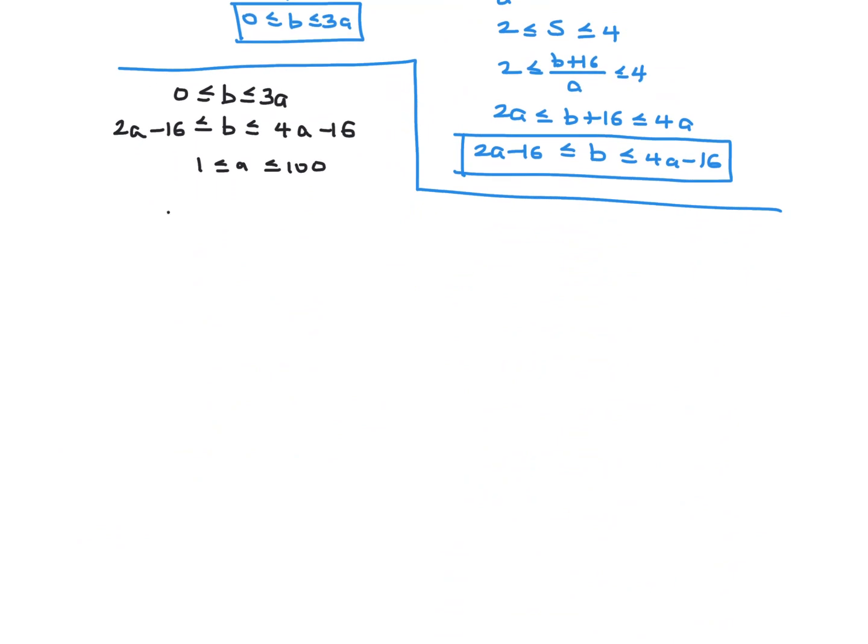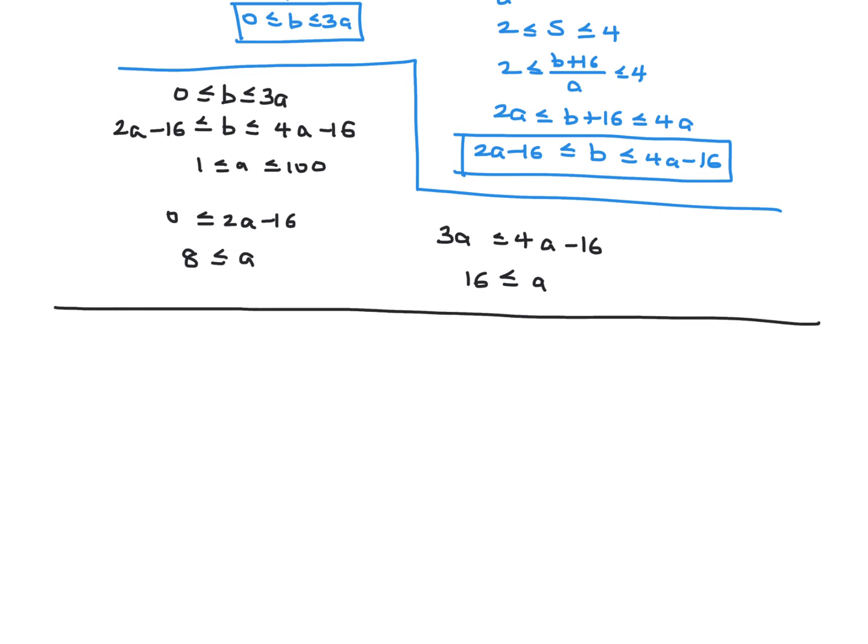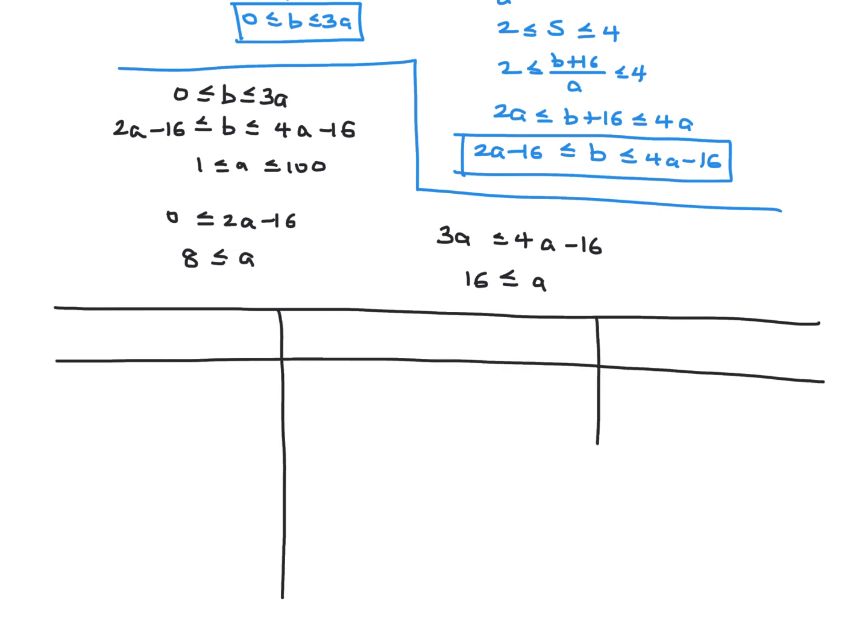So 0 is less than 2a minus 16. That's one possible scenario, and that would give me that a is greater than or equal to 8. And then the other way is 3a could be less than 4a minus 16, and that would give me a is greater than 16. So that makes me think that there's several categories here. Hopefully not too many.